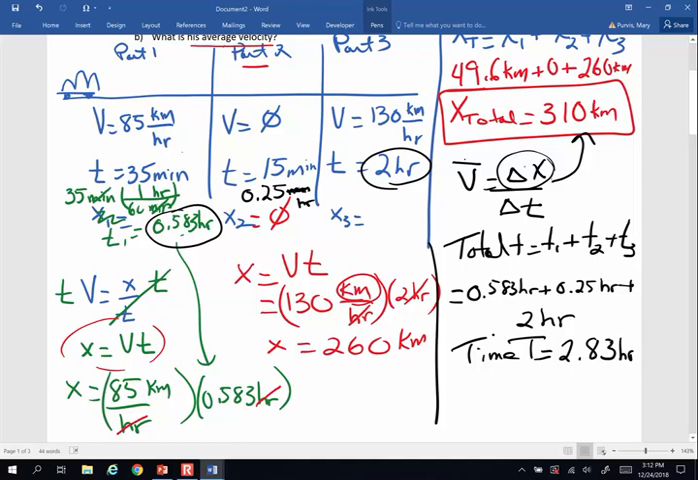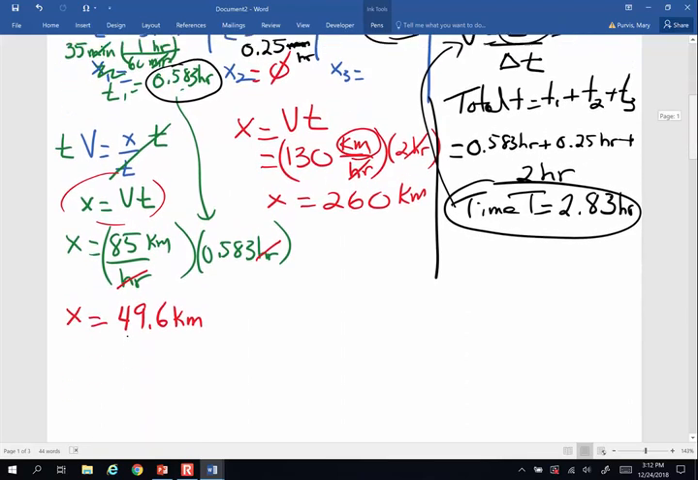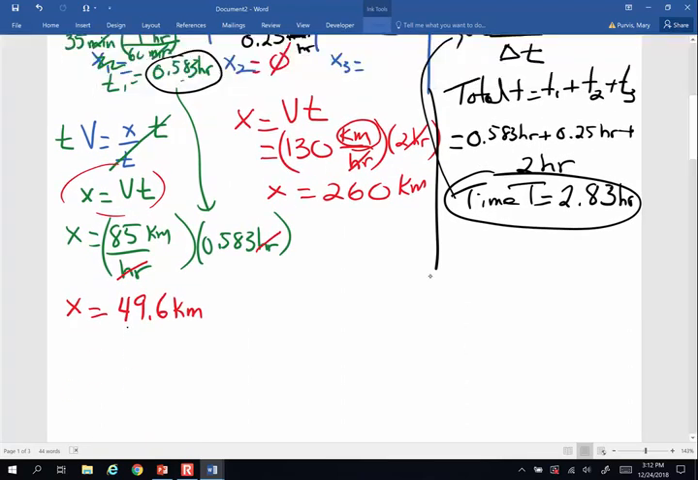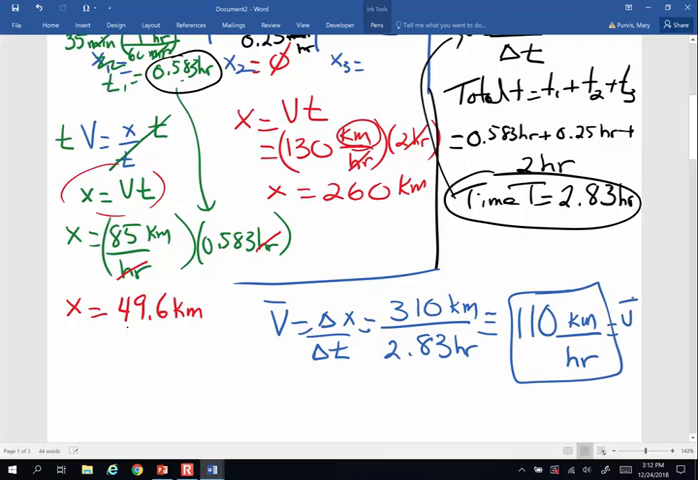Now that I've got total time and I've got total displacement, I can now calculate average velocity. So I'm just going to move this down a smidge and grab another ink color so we know it's a new part of the problem. So average velocity is going to be my total change in displacement over total change in time. My total change in displacement was 310 kilometers, over 2.83 hours. And when I do the math, I end up with an average of just about 110 kilometers per hour. That's average, not instantaneous, but that is over the entire displacement and the entire time.